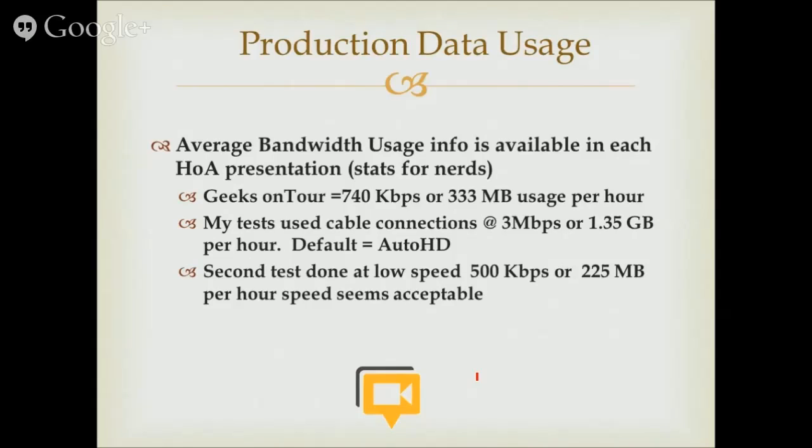In my tests, I used a cable connection, and it averaged download speeds much higher than 3 megabits per second, but I actually used 3 megabits per second, or I was using about 1.35 gigabytes of data per hour on the Auto HD display. That's acceptable when you're tied to a cable modem or have a high-speed Wi-Fi connection available.